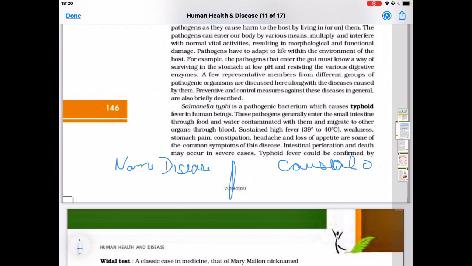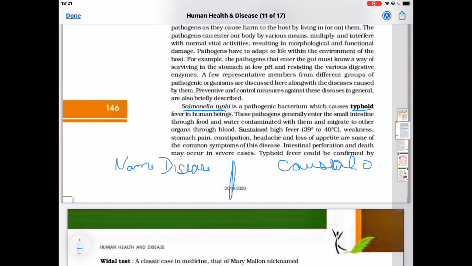Disease is typhoid and causal organism is Salmonella typhi. Learn these names. These names usually come in your exam. So, Salmonella typhi is a pathogenic bacterium which causes typhoid fever in human beings. These pathogens generally enter the small intestine through food and water contaminated with them and migrate to other organs through blood. So, through food, it enters our body.